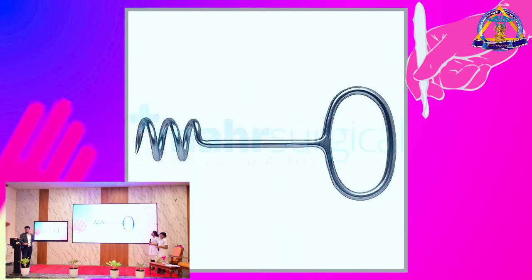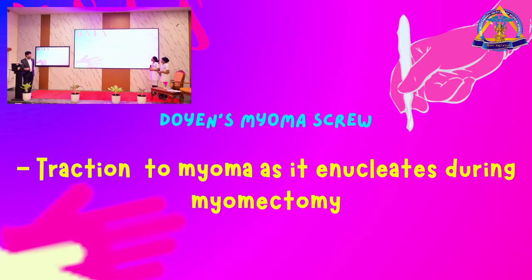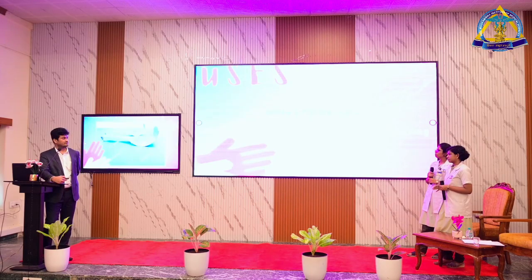Then what is this one? This is Doyen's myoma screw. Another one, the bone myoma screw, is also there. Everybody knows this, I think. It is used to hold the myoma during myomectomy.